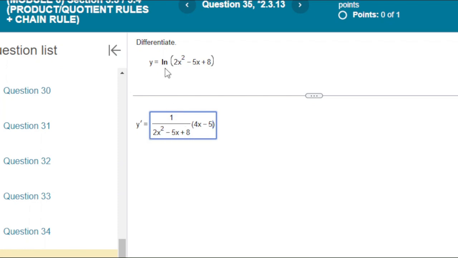Remember, the derivative of natural log of something is going to be 1 over the something, but then times the derivative of the something. That's really what the chain rule says.